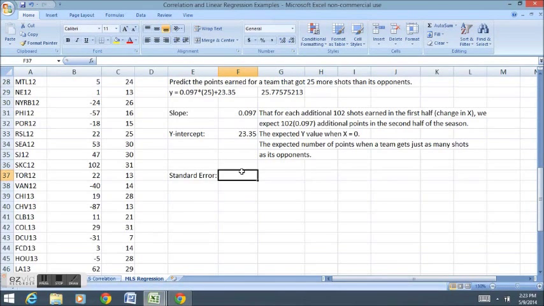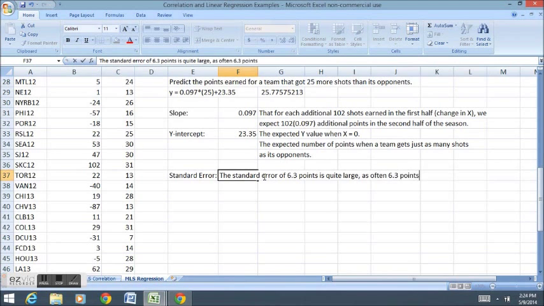If I instead told you that I was going to sell your house and I think I could sell it for $200,000 plus or minus $5,000, that error of $5,000 is really not that much. That gives you a very good number to plan on when you know how much you're going to get for your house. So interpreting the standard error is completely contingent on your understanding of the y variable itself. We'll do more examples in these lectures in which you may be more comfortable with the y variable. Here we can say the standard error of 6.3 points is quite large, as often 6.3 points separates the best teams from the average teams.